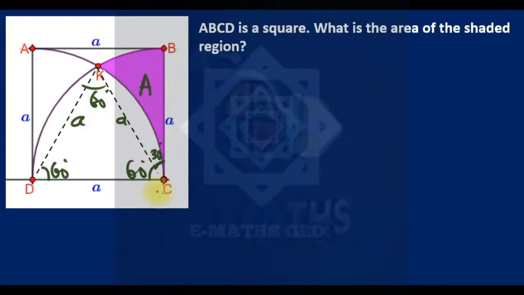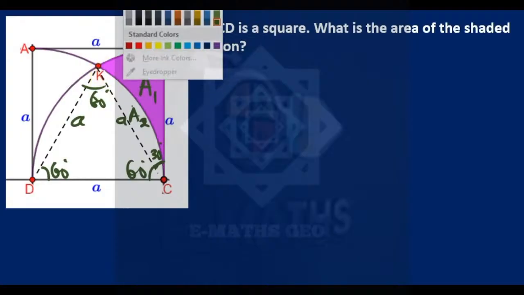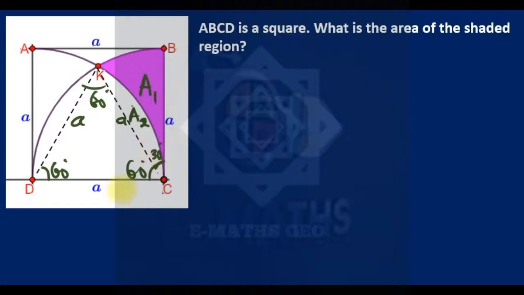So from this you can see that the area of this shaded region, let's call it A1, is equal to the area of the sector minus the area of this segment, which we call A2. So if you subtract A2 from the area of the sector CBK, that's what we are looking for. This is a segment. So to get it, it is the area of the sector DKC minus the area of the triangle. So that's it.